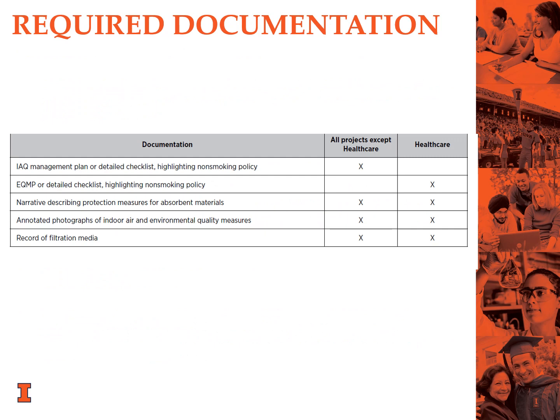The required documentation for this credit is shown here. Projects except for healthcare must document an IAQ management plan, while healthcare projects must document an EQMP. Additionally, all project types must include a narrative describing protection measures for absorbent materials, annotated photographs of indoor air and environmental quality measures, and a record of filtration media.